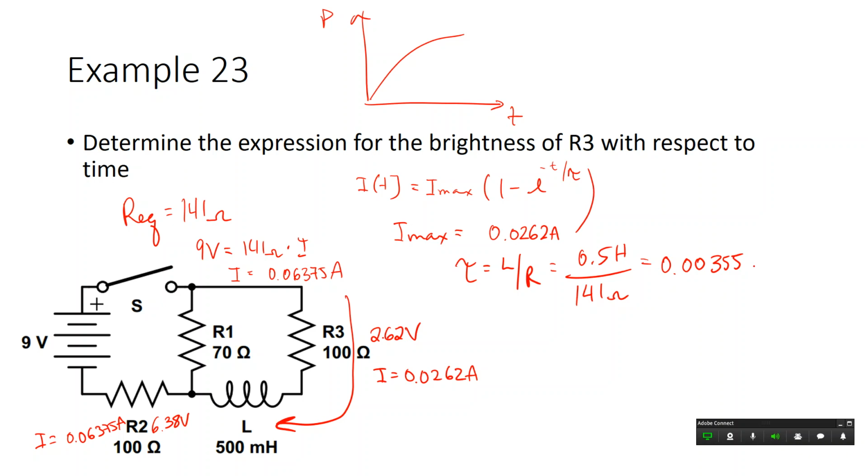Okay, great. Let's write down my expression for current. So I with respect to time is going to be equal to 0.0262 amps multiplied by 1 minus e to the power of negative t over 0.00355. That's not brightness, that's current. So I just need to square this and multiply it by R in order to find my brightness with respect to time. So I can just say now, P with respect to time is equal to I squared of t multiplied by R. Right? There's some algebraic gymnastics that you have to do there if you want to do the square, because you have a subtraction there.